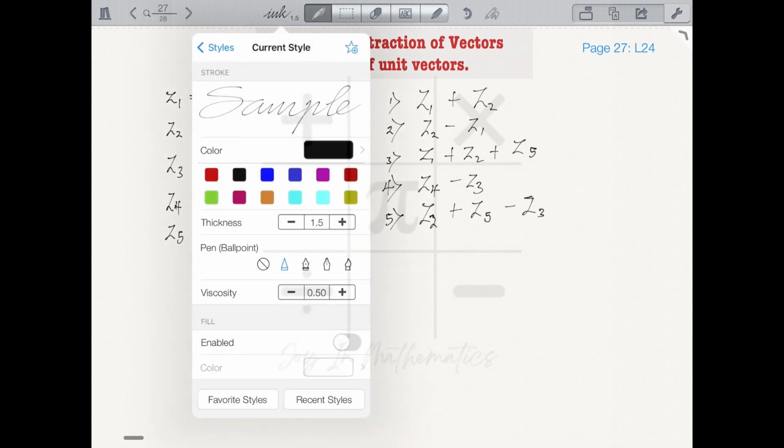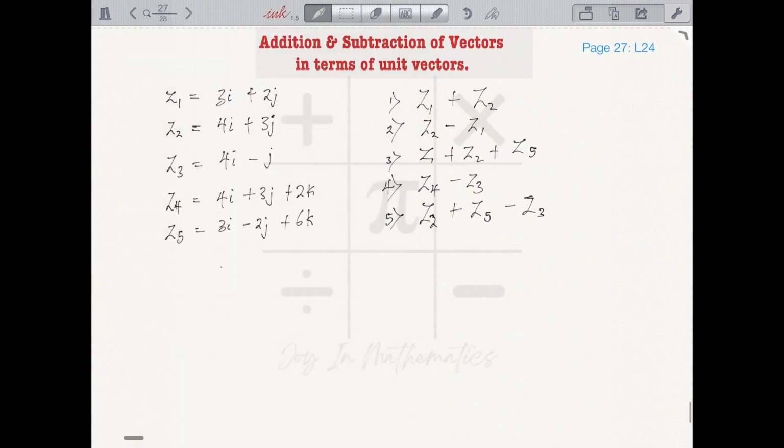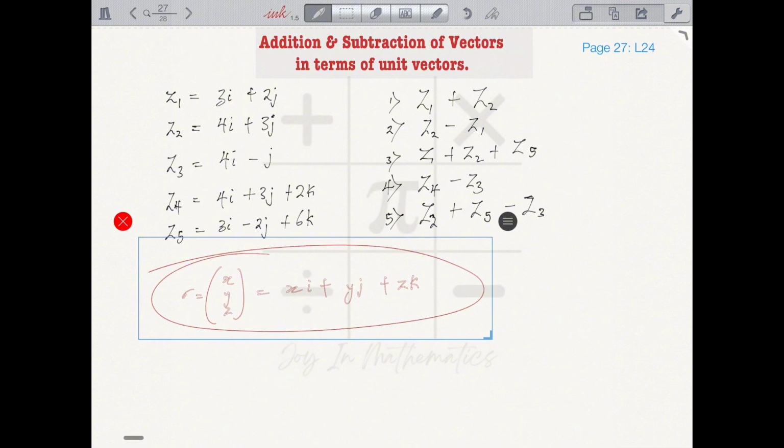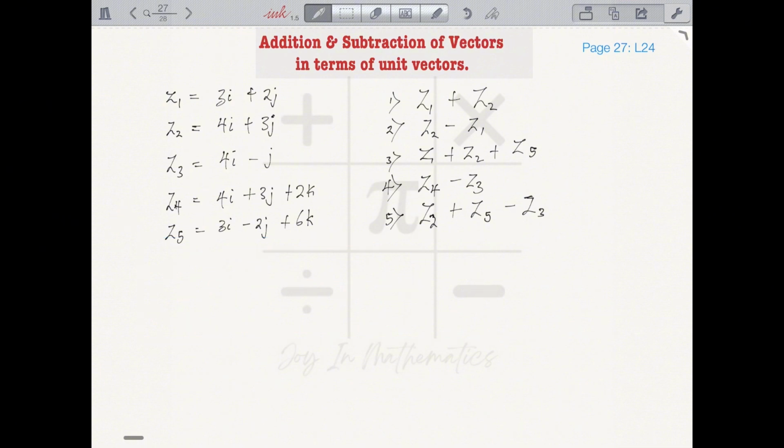We recall from our last lesson that if we have a column vector x, y, z, let's call it vector r, we can write it in terms of unit vectors: xi plus yj plus zk. Now, understanding this, let us evaluate how to add and subtract vectors in terms of their unit vectors. Let's recall again.